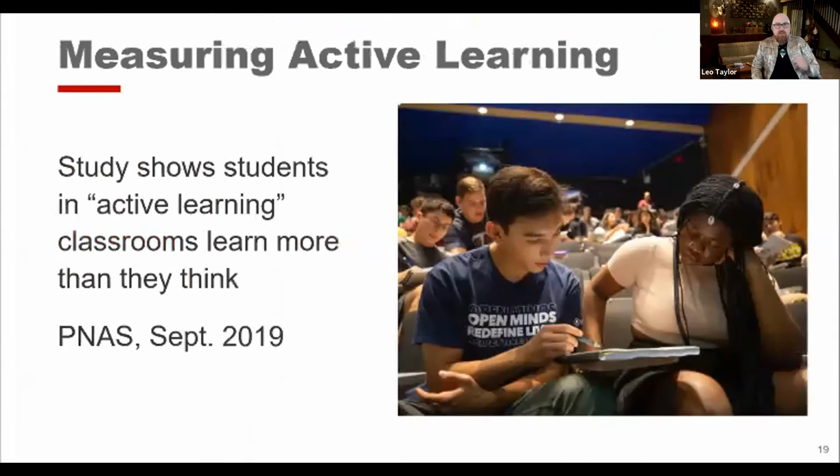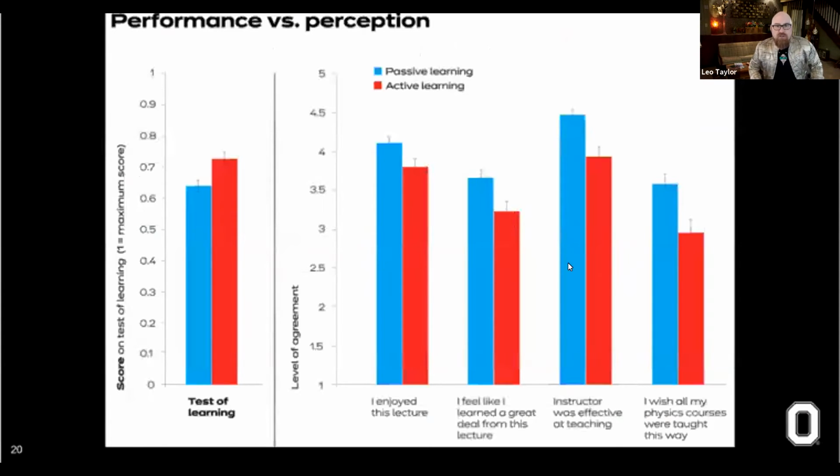All right, so the research shows that students in active learning classrooms learn more than they think they learn, which is fascinating. A study that came out in the Proceedings of the National Academy of Sciences in 2019 compared students in passive learning, meaning lecture halls where they were just lectured at, versus classrooms that engaged students through active learning strategies. They assessed the students' perception of the experience and then tested their performance. What's fascinating is that the students enjoyed the lectures more in the passive learning environment, and that was consistent for all of the prompts.